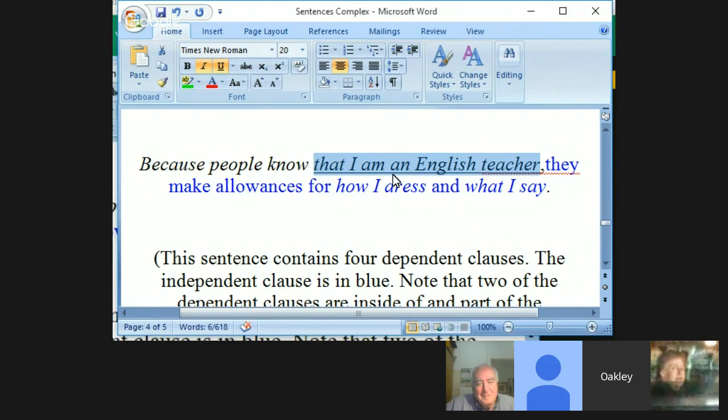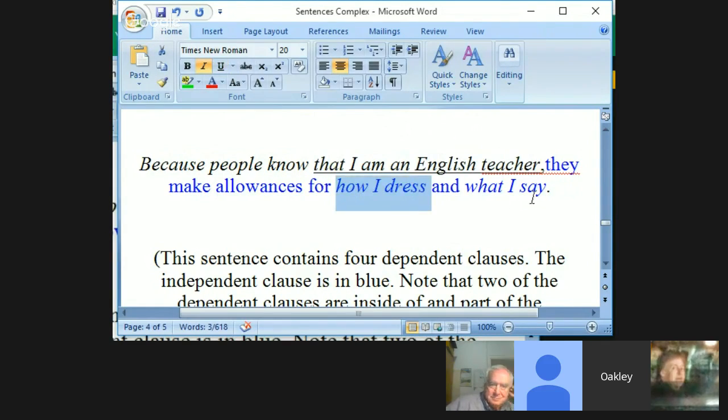A clause can be inside and part of another clause. That's what's very confusing. This is the most confusing element to learning sentence construction, in my opinion. That I am an English teacher, this is a relative clause, this is another dependent clause, and the 4th and final dependent clause is actually this whole thing, because people know that I am an English teacher. So, that I am an English teacher is actually part of 2. It is 1 complete dependent clause, and it is part of another dependent clause.